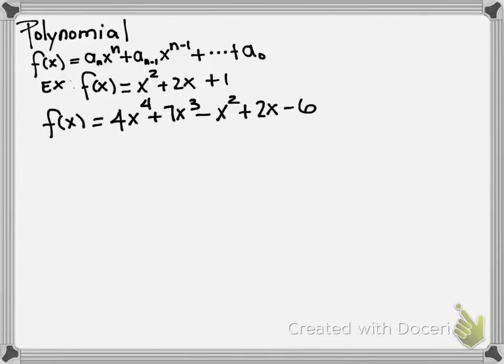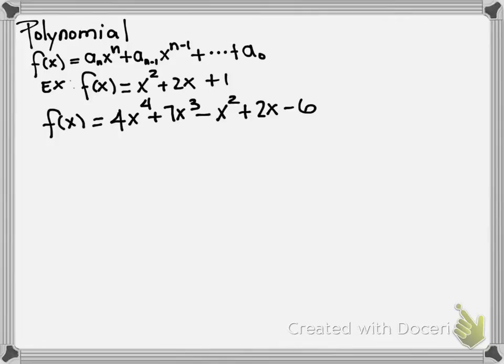Now, if we look at the polynomial f of x, this function as well, 4x to the fourth power plus 7x cubed minus x squared plus 2x minus 6. That is also a polynomial. Now, ladies and gentlemen, we need to be able to classify this polynomial.